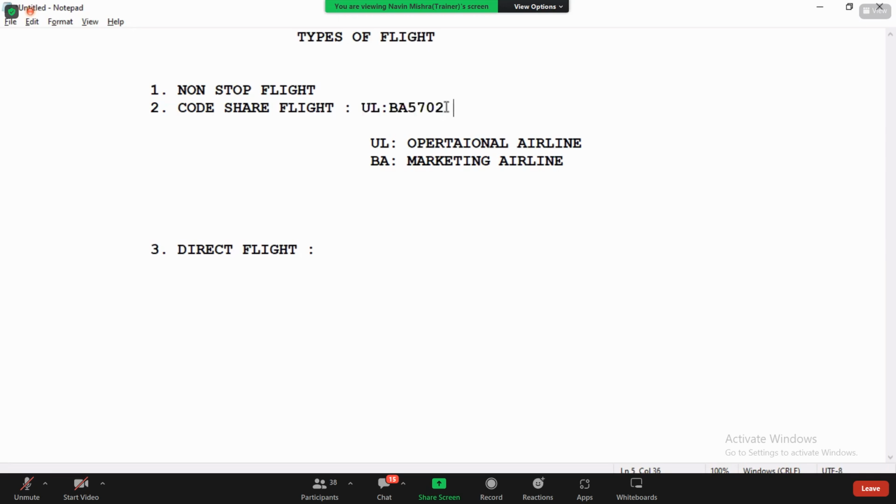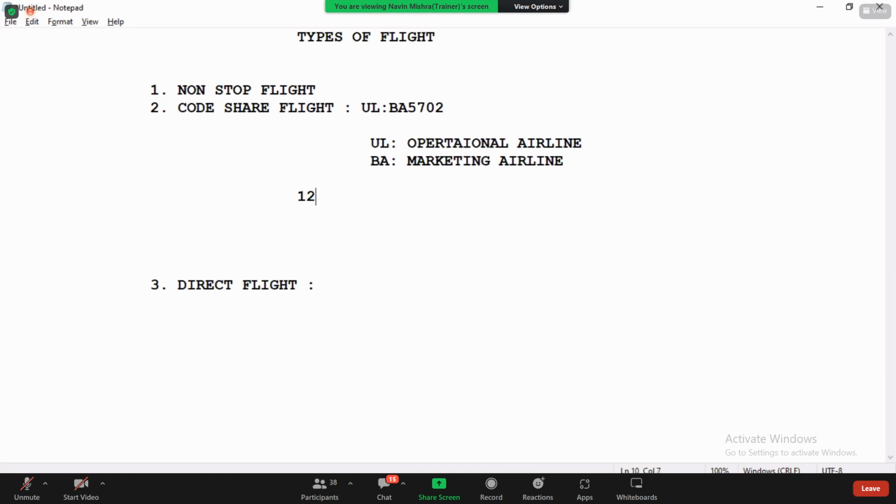Now, the moment you see any flight number having 4 digits, it is a code share flight. Whenever you see a code share flight, the first airline is the operating airline and the second airline is the marketing airline. Marketing airline means the passenger will definitely get a ticket number from it. So the passenger ticket number always starts like this.